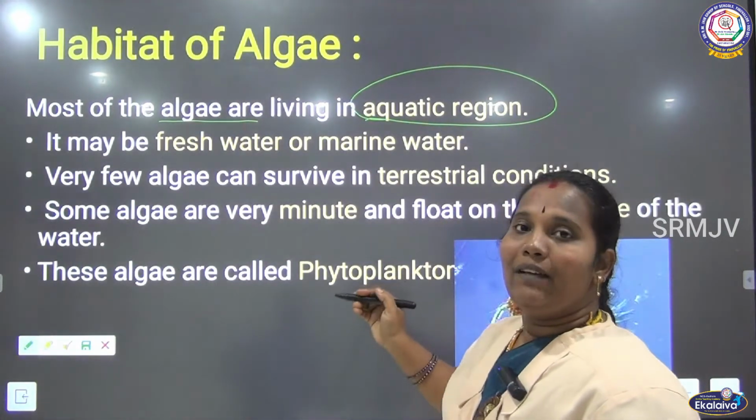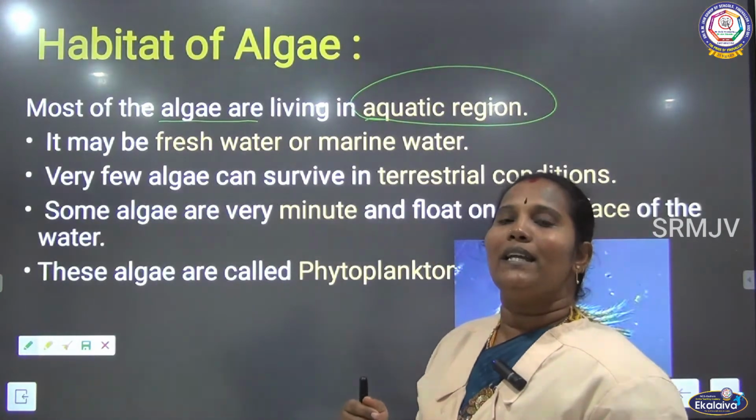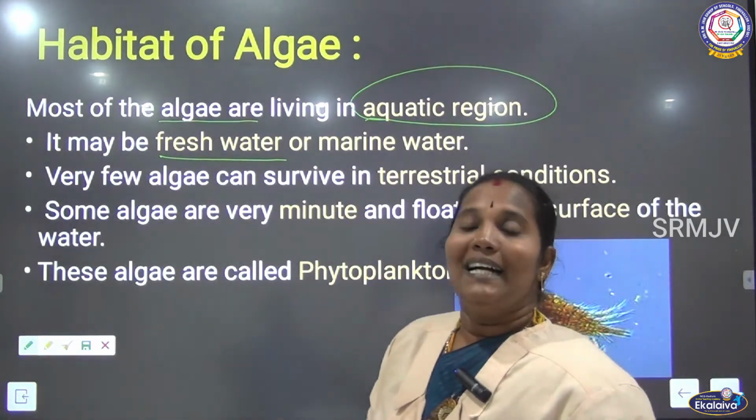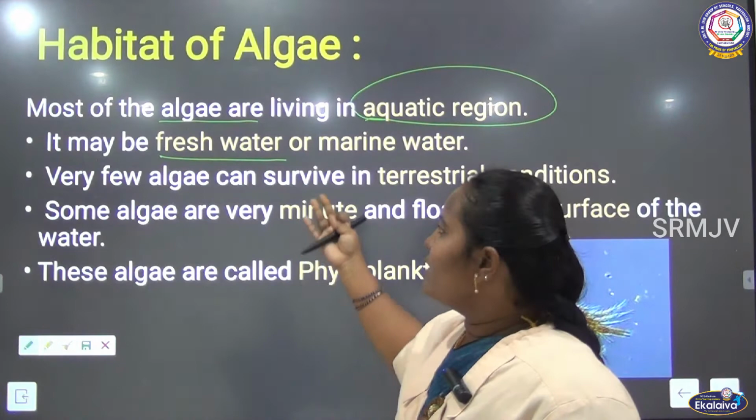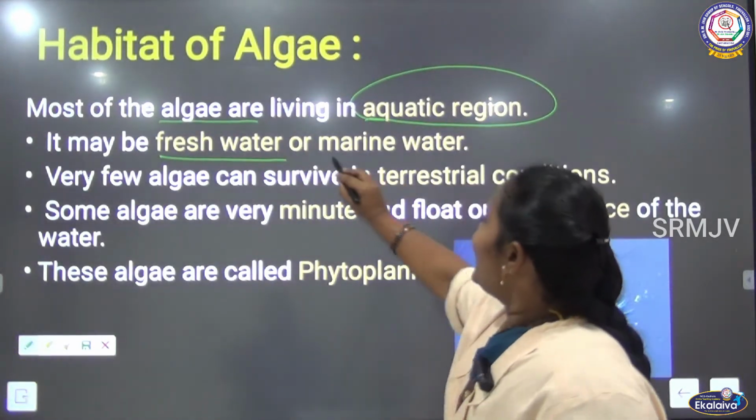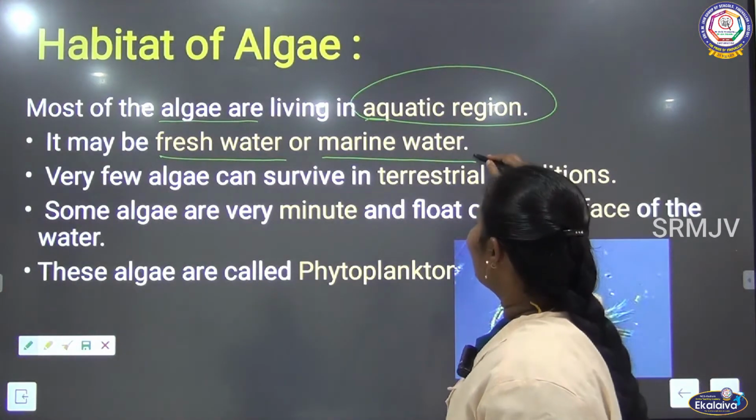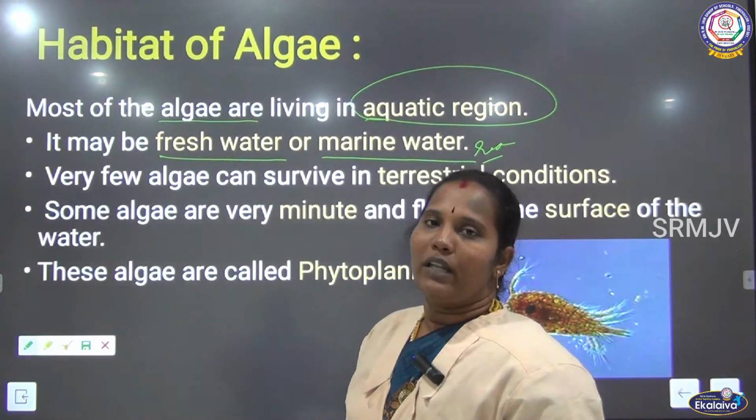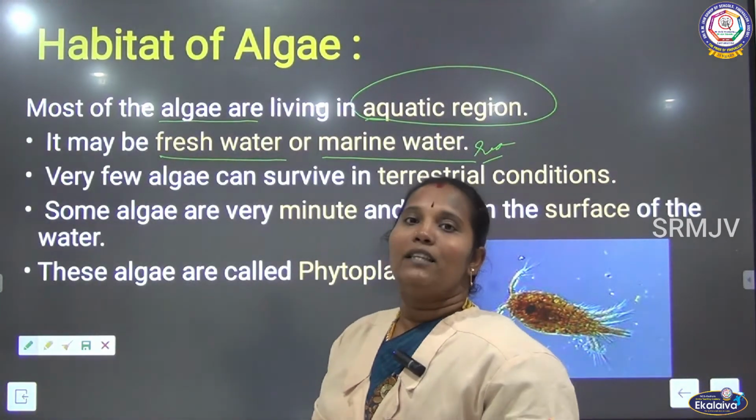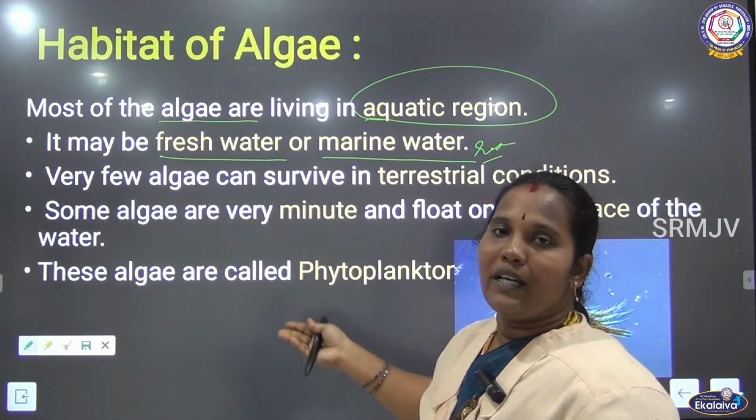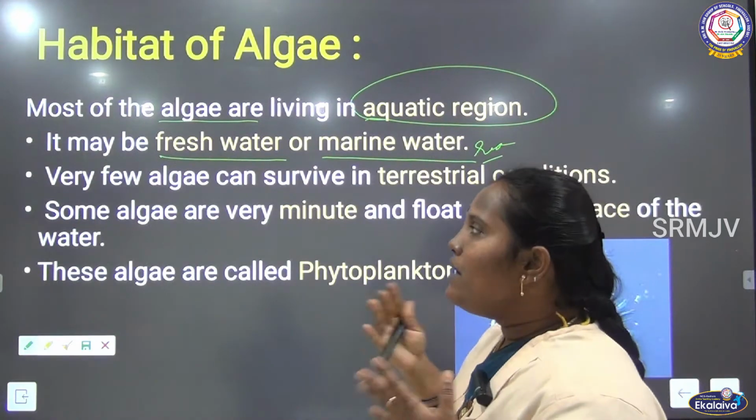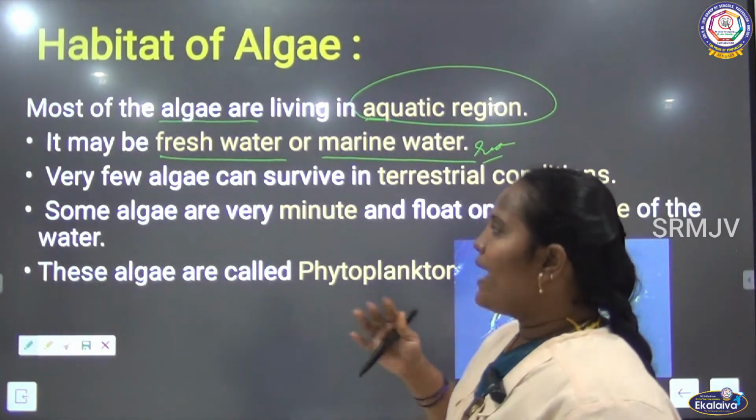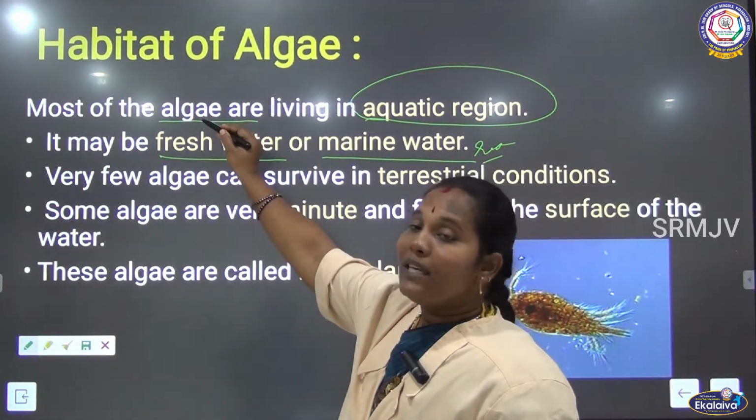This aquatic region can be either freshwater or marine water. Freshwater means ponds, lakes, and rivers. Marine water means sea water. So algae mostly live in aquatic regions, which may be fresh water or marine water. Apart from this, they can live in other places also, though only a few of them.